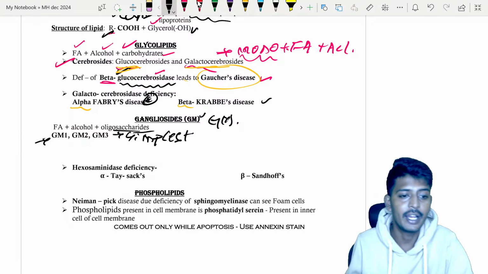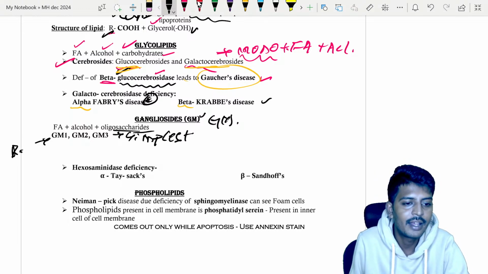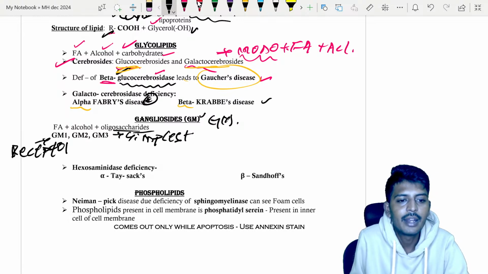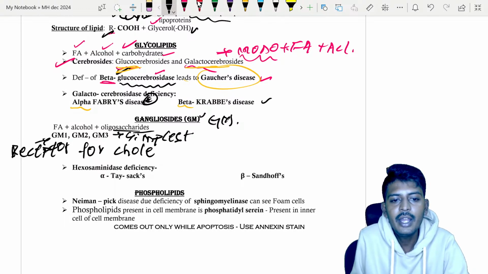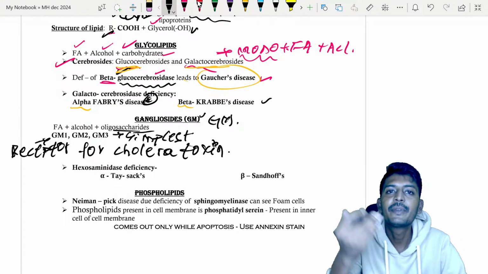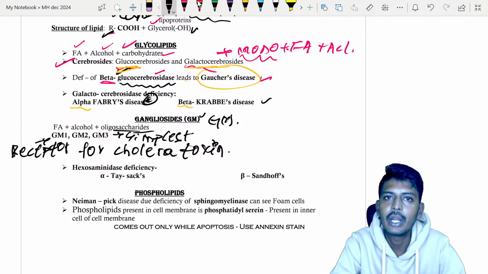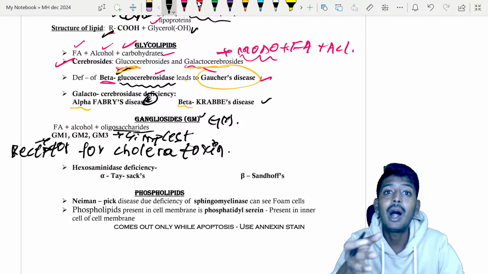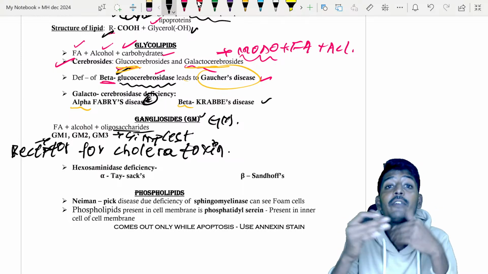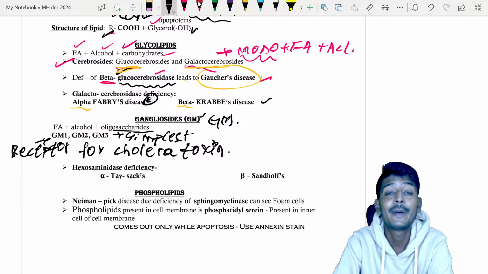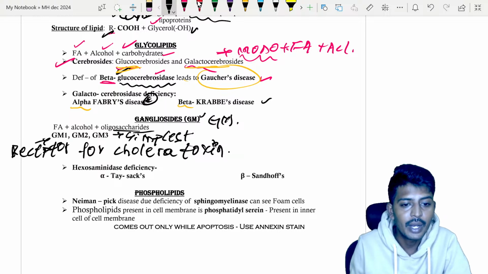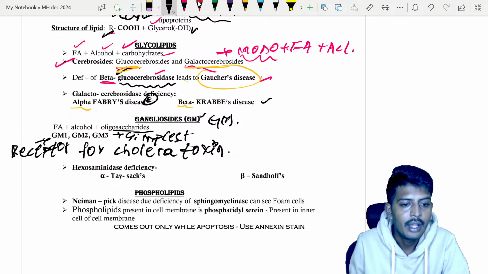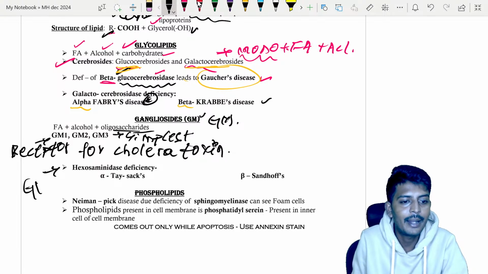These GM1 gangliosides, my dear students, work as a receptor. Receptor for what? Receptor for your very important cholera toxin. Once cholera bacteria comes into the body, it will produce a toxin. That toxin goes and binds with the GM1 ganglioside, then it interacts with the cell through the adenyl cyclase pathway, leading to diarrhea.